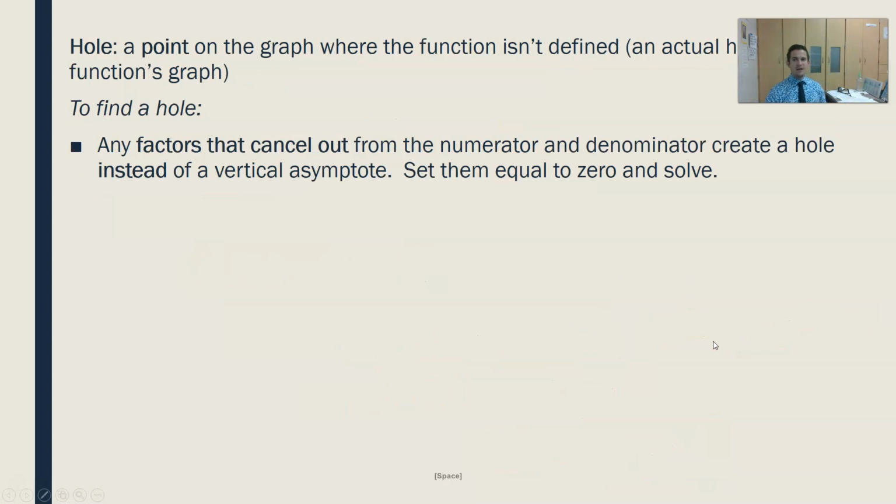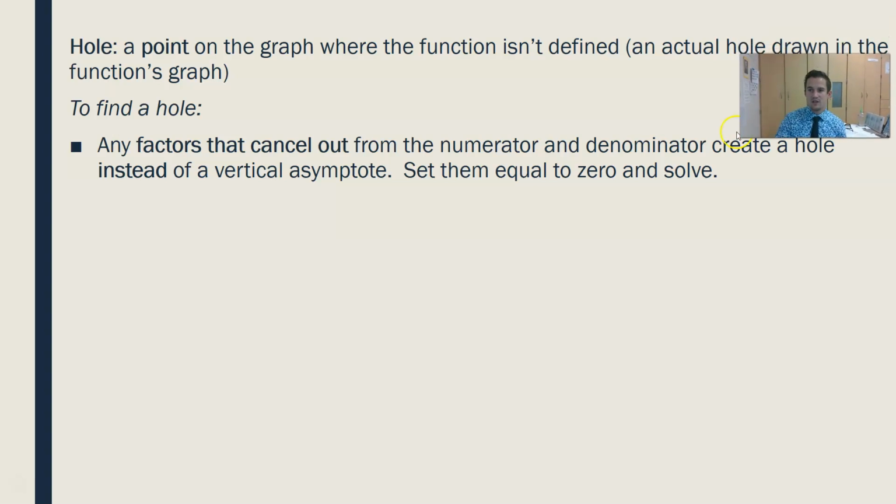Okay, next we're going to talk about holes. So remember from 6.1, a hole in a graph was a point on the graph where the function isn't defined. On the graph that looks like an actual hole drawn in the function's graph. It looks like something like this. A hole is a point on the graph where the function isn't defined.